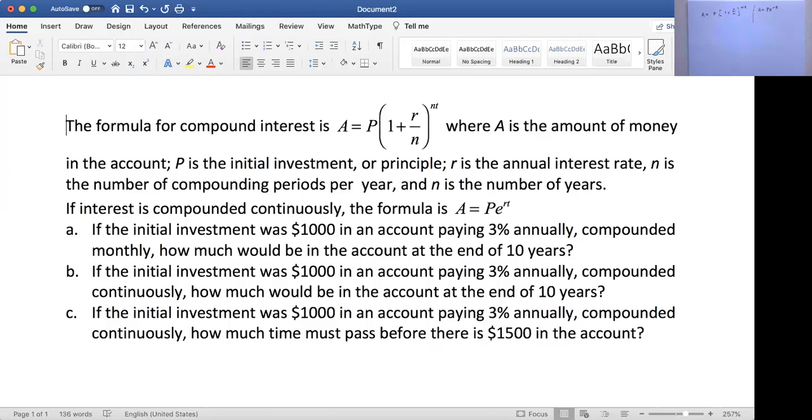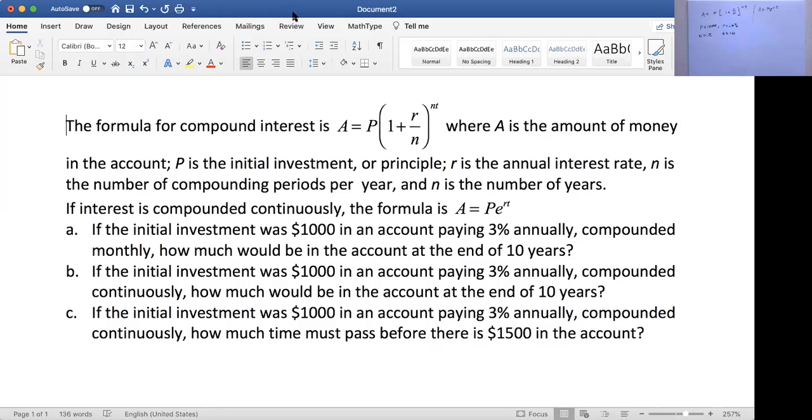And then our first question asks if the initial investment was 1,000, so that's P, so P is 1,000. Paying 3% annually, if that's the case, little r is 0.03. 3% converted into a decimal is 0.03. Compounded monthly, so how many periods per year? If it's compounded monthly, then n is 12. And for a total of 10 years, so t is 10.